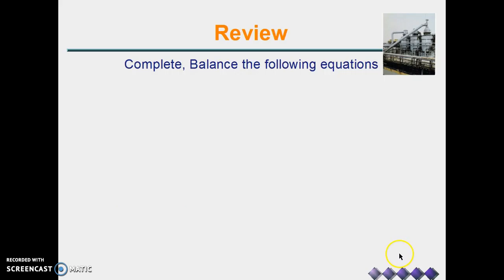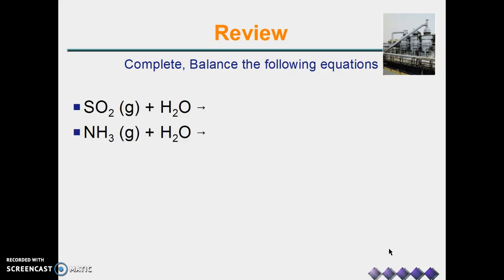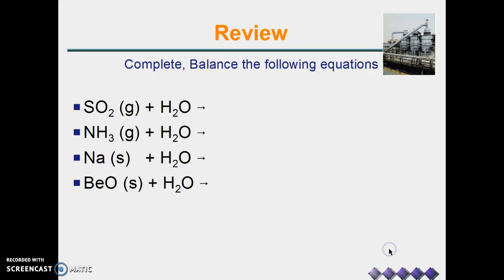So let's try completing and balancing some equations here. When you see them all, you can then turn off the video and come back and check your answers. Sulfur dioxide and water, ammonia and water, sodium and water, beryllium oxide and water, and dinitrogen pentoxide and water. Complete them, balance them, and then come back and check your work.